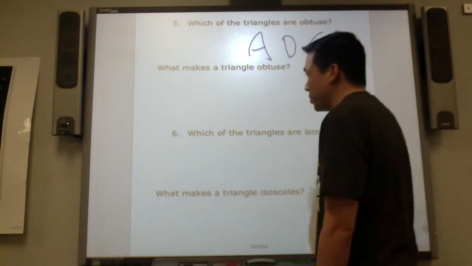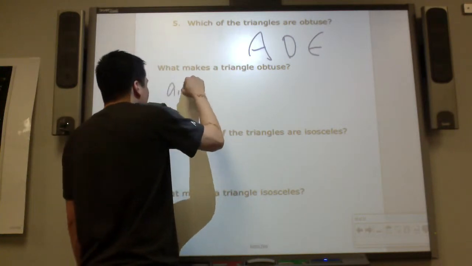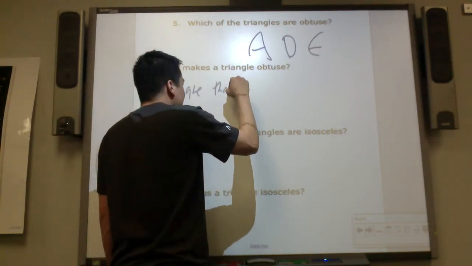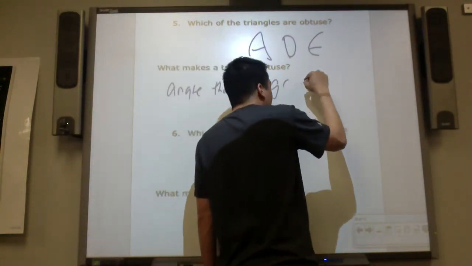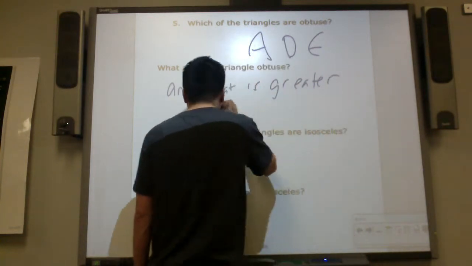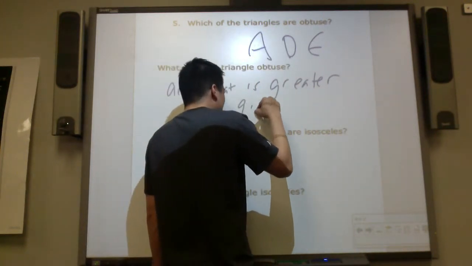What makes a triangle obtuse? You have an angle that is greater than 90 degrees.